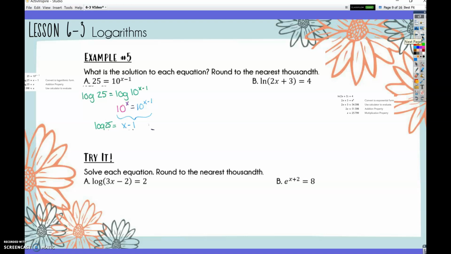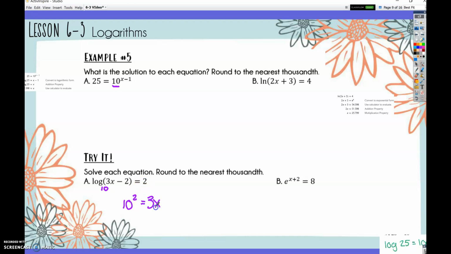Finally, for example 5, we're going to use what we were previously doing to solve each of these equations. I'm actually going to start with the try it part A. When it has log of 3x minus 2 equaling 2, first, I want to remember that that's a 10 in there that we don't always have to write, but I'll use it to rewrite this as an exponential. From our previous work on the first example here, we know that this is 10 as our base to the power of 2 equals 3x minus 2. From here, it's just an algebra problem.